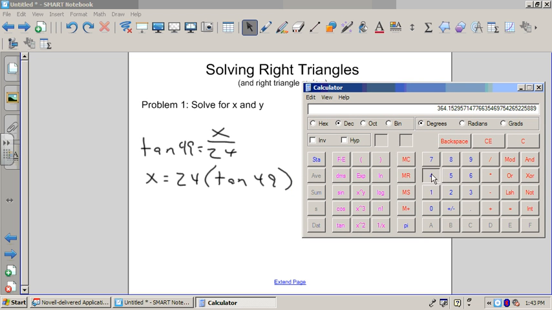So let's do the tangent of 49. There's the tangent of 49. What am I going to do with it? I'm going to multiply that by 24.